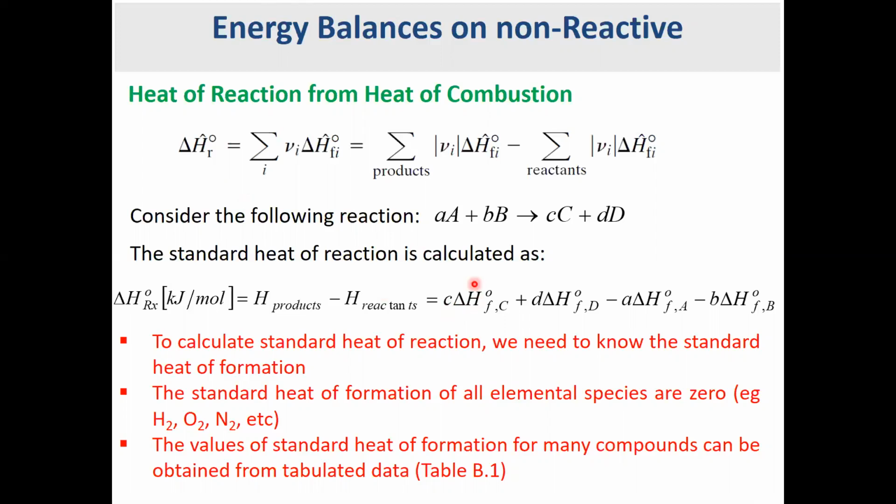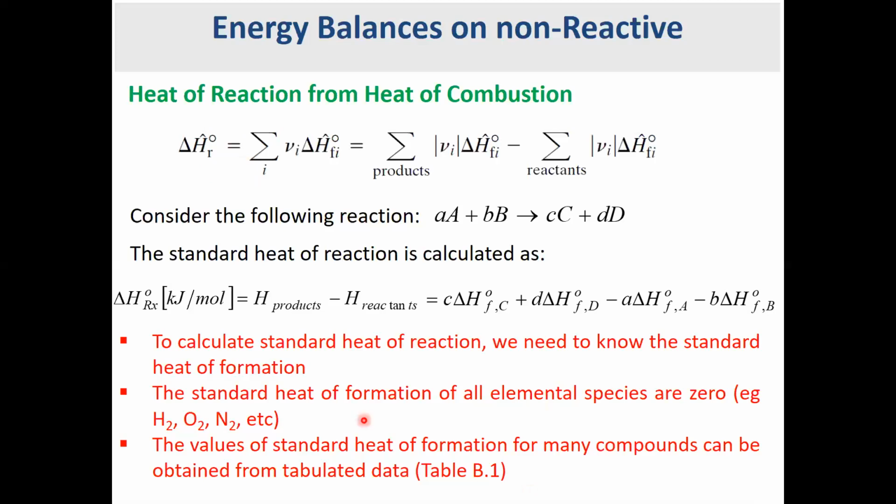So you have to consider the standard heat of formation of the products, multiplied by the stoichiometric coefficients, minus the heat of formation of the reactants. So you just need the standard heat of formation of all the components. If you remember, in the previous chapter when we studied table B1, I showed you that you have the standard heat of formation in table B1. So you can use those values and calculate the standard heat of reaction.